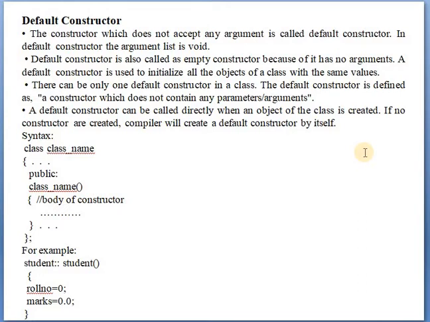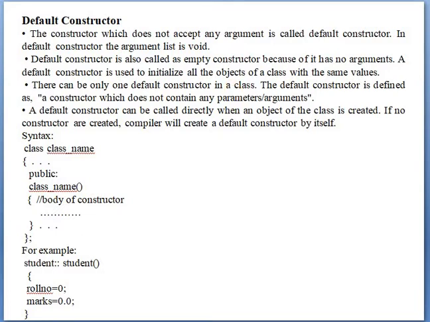The constructor which does not accept any argument is called a default constructor. In a default constructor, the argument list is void. Suppose when we write any function, we can pass arguments, and in a constructor also we can pass arguments. But the constructor which does not accept any argument, meaning a blank argument list, is known as the default constructor. The default constructor is also called an empty constructor because it has no argument.